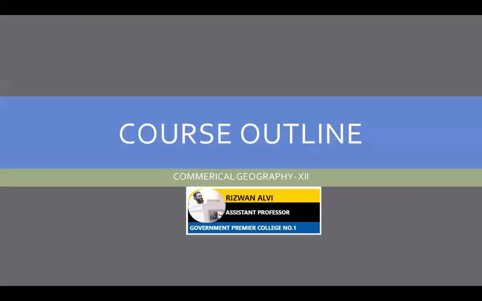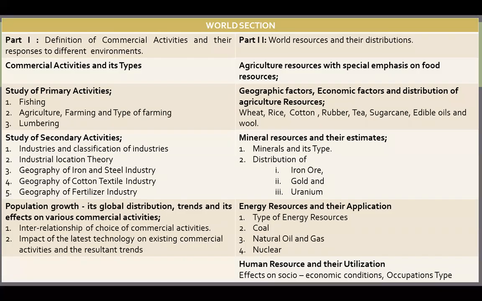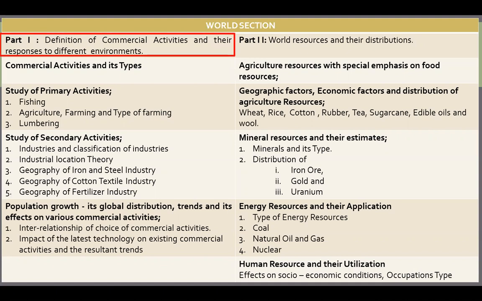So, course outline, commercial geography part 2. Here is the course outline of the first section. As we already know, the geography content covers two sections, the world section and the geography of Pakistan. So here is the world section. Part 1, definition of commercial activities and their responses to different environments. This is the part from which questions will come in your examination paper. Commercial activities and their types is a very important topic, and the first topic of our course will be commercial activities and their types.